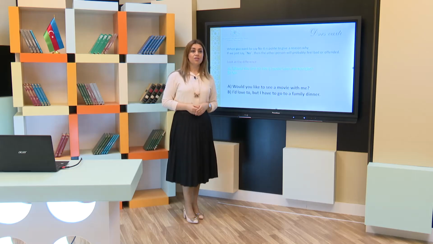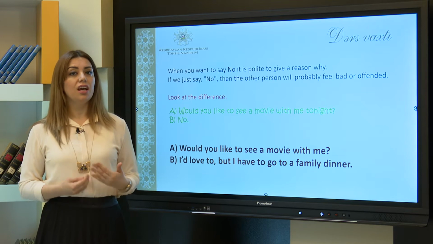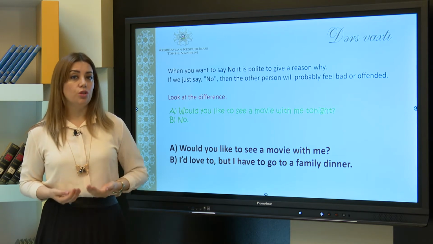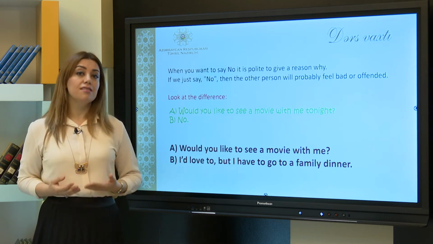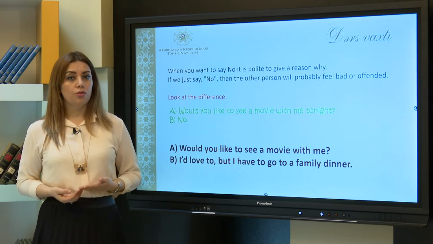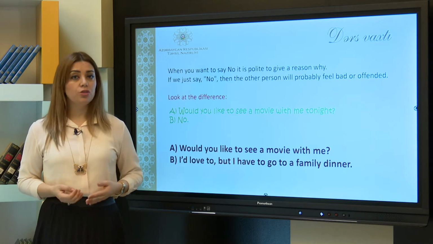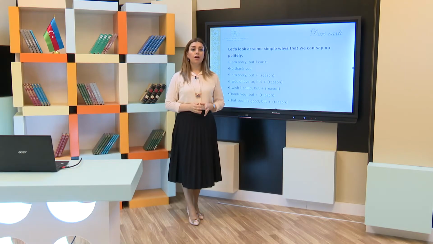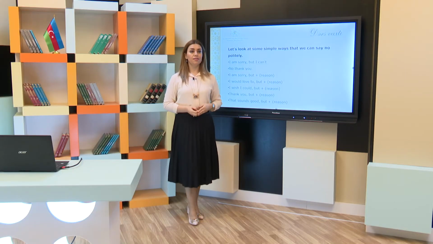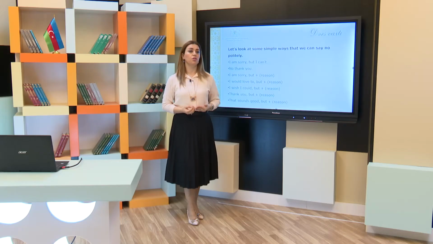The second example sounds much better, right? Of course, because in the second example we said I'd love to, like I'd be happy to. I wish I could go with you, but by saying but, we can give a reason why we say no. And then if you do this, the person will not feel bad or offended and they will not get cross with you. And now I want to show you some more examples, some more ways that you can use in your speaking when you want to say no to people.